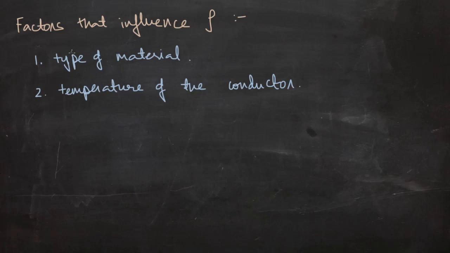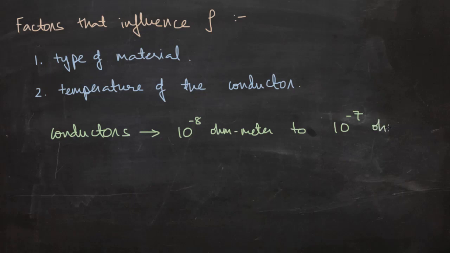Okay. Now, depending on the type of material, resistivity varies. For example, like we've always been talking about, we have different types of materials in nature. They could be conductors, insulators, we have semiconductors, there are superconductors, etc. So, conductors usually have a resistivity in the range of 10 to the power of minus 8 to 10 to the power of minus 7. 10 to the power of minus 8 ohm meter to 10 to the power of minus 7 ohm meter.